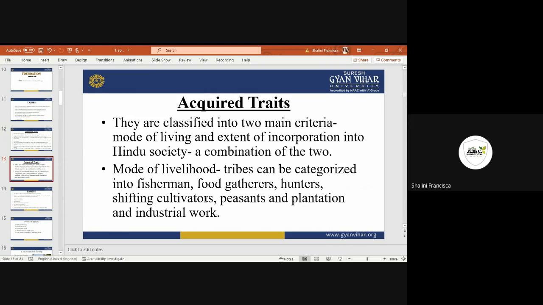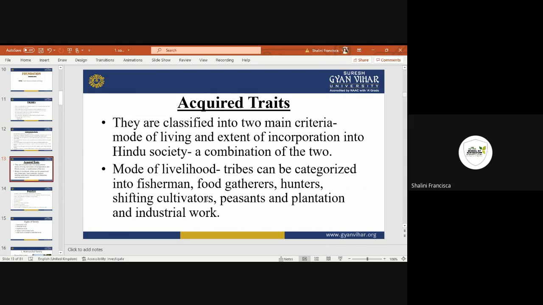So they are a combination of two. It's not just one thing, or they are following some rituals from the higher caste, some rituals from their own caste, and they are trying to put all these things into one category. So the first one is mode of living.